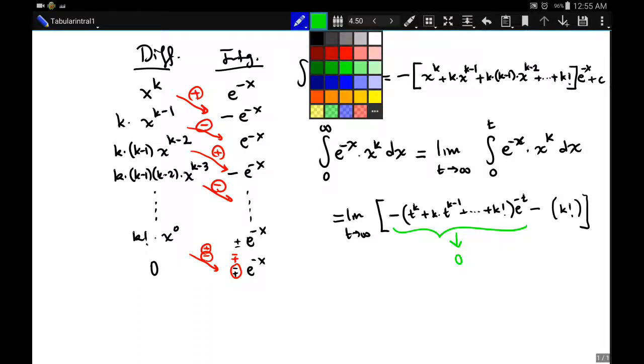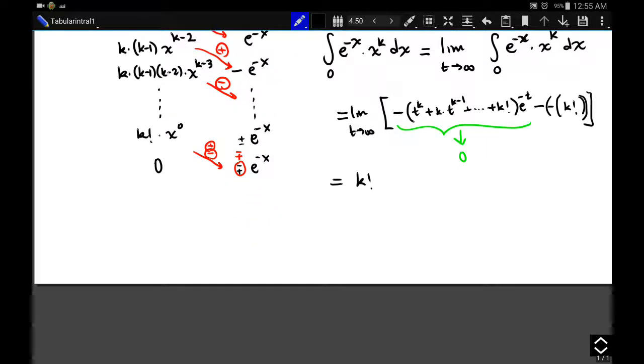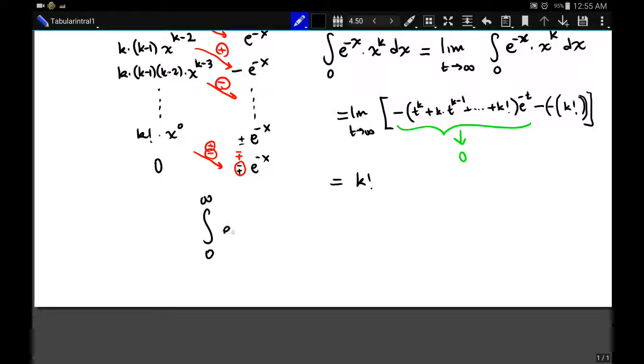We had one correction in here. We forgot the negative. When we plug it in, we get a negative in here. So negative becomes plus, and you get k factorial. So what we have shown so far is that the integral from 0 to infinity of e to the negative x times x to the k dx is equal to k factorial when k is an integer.